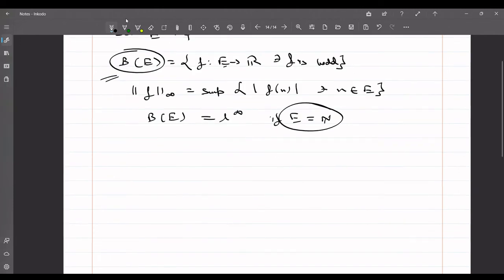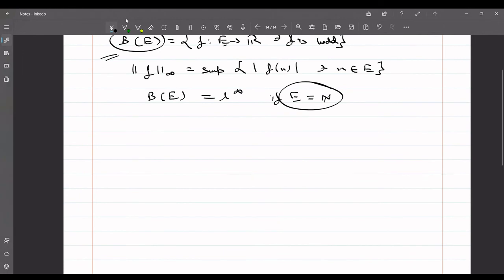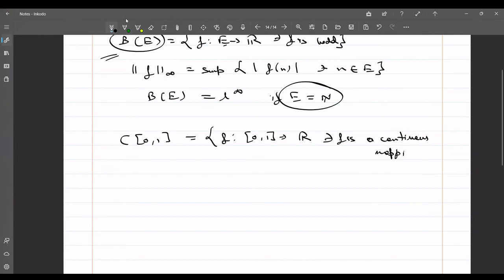One more fine example. Suppose we take this set C[0,1]. This is the set of all continuous functions with domain 0 to 1 and codomain real numbers, such that f is continuous. And it is indeed a vector space.